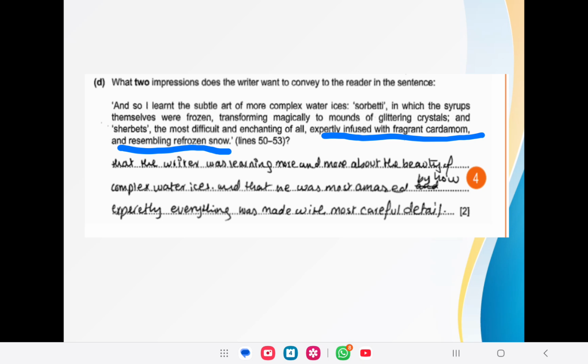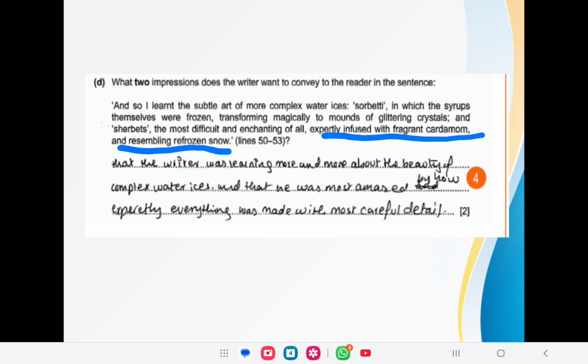There was one thing, and there was another thing also, that he was learning careful details of how to write these things. So I learned the subtle art of more complex water ices. This way you can find, in one extract, in one paragraph that is given there, 5 to 6 different impressions. There's no need to be scared of this kind of question. Just try to give yourself some time, read them, and try to come up with as many impressions as possible, and then go for the two most important.